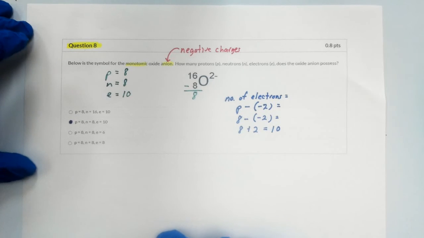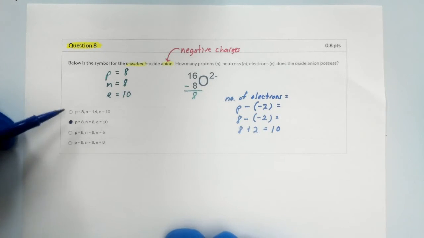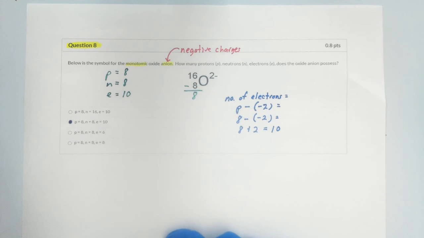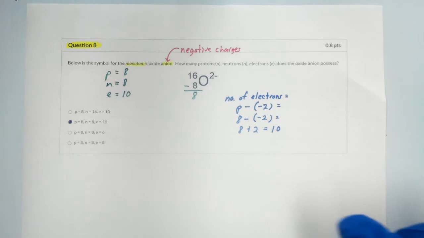Now remember, in your homework assignment, when you work them on Canvas, these are scrambled, so make sure that you bubble in the proper one. So that's question number 8. Let's move on.